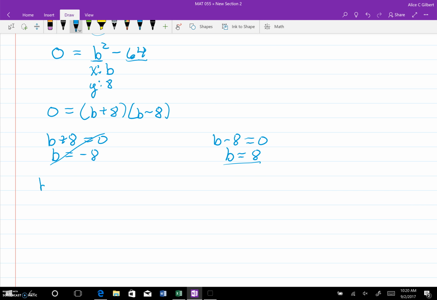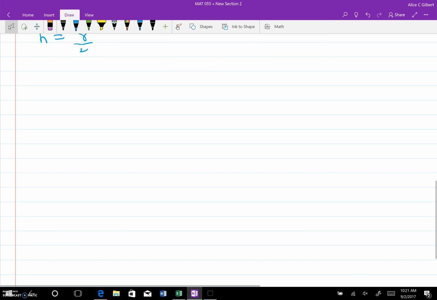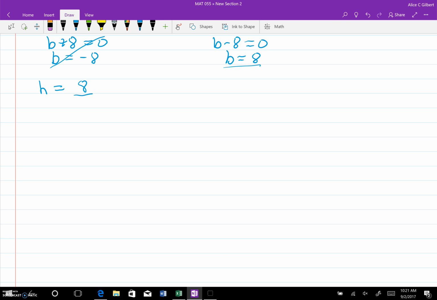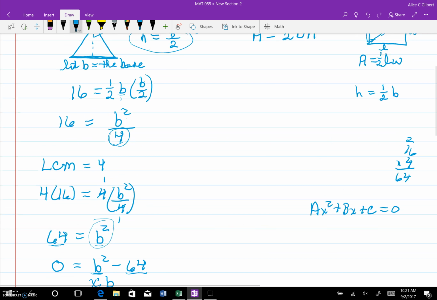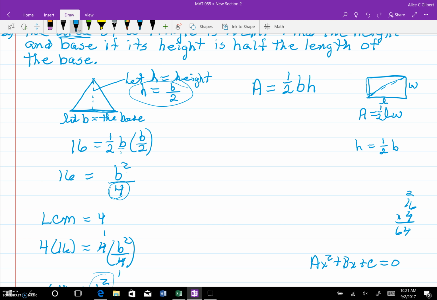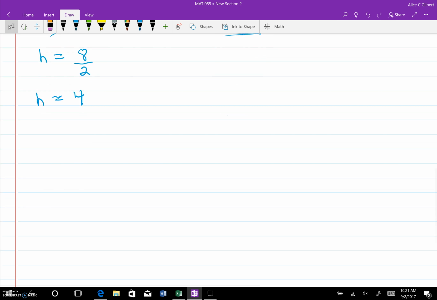So we'll go height equals, base is 8, over 2, right? Excuse me. Over 2 is our formula. Let's go back and look just to be sure. So we've got height equals b over 2. So here we've got height equals b, here's b, over 2. So height equals 4. All right, let's check this.